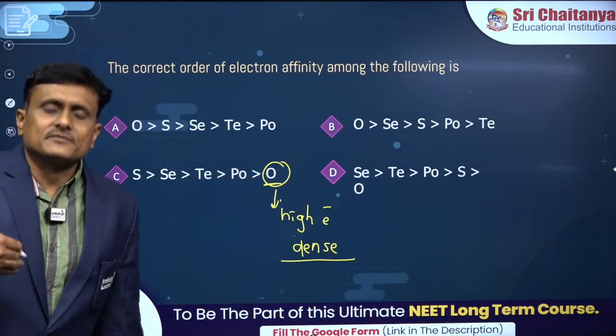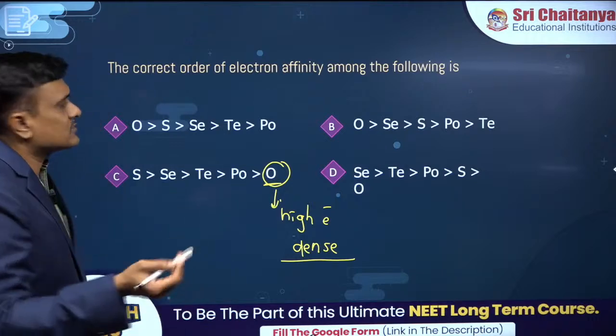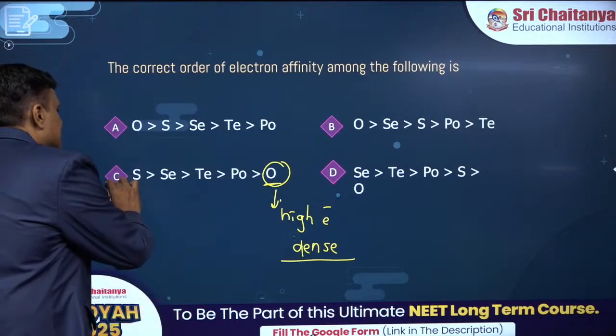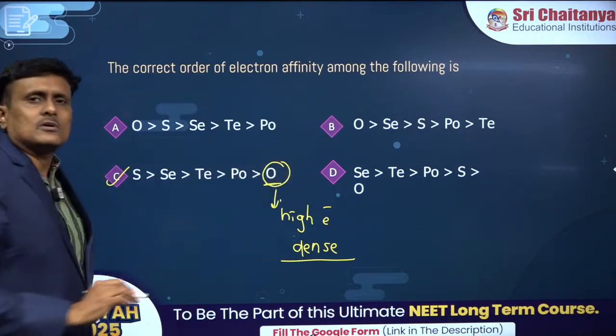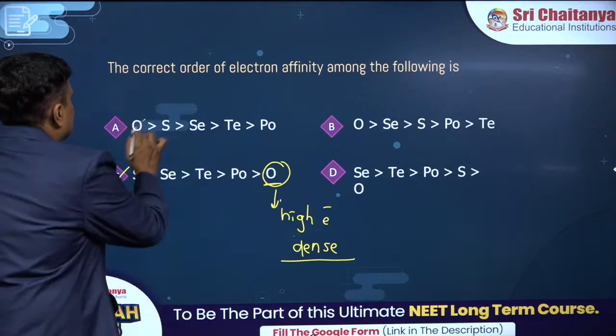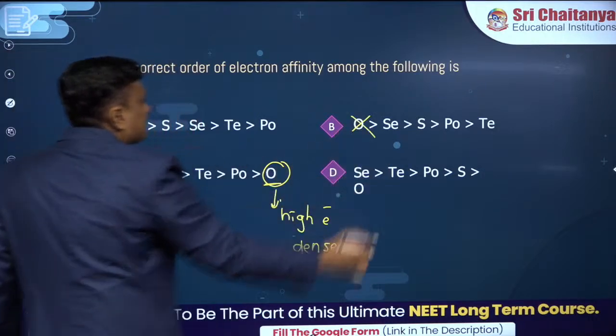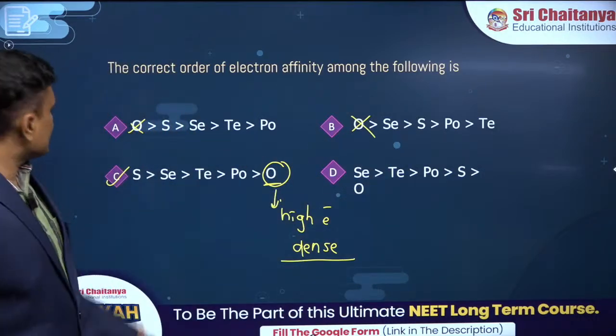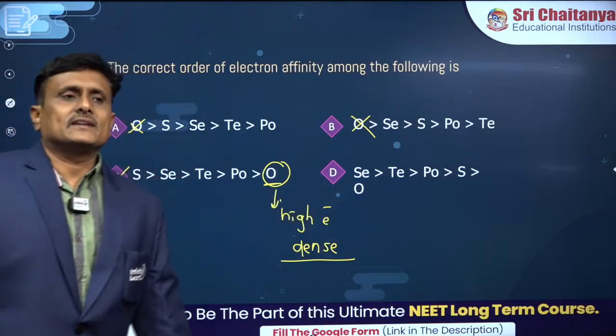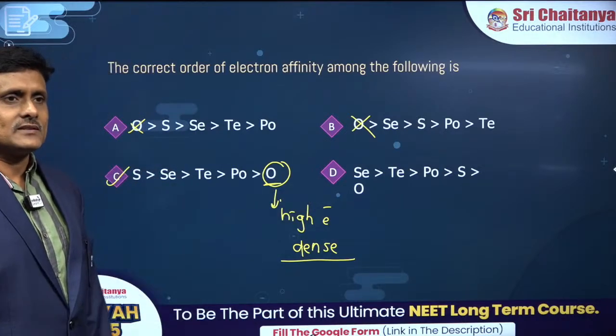So sulfur comes first. So you should search for the option in which sulfur is greater, that's all. Rest we don't know. Oxygen cannot be first. Alright, then you have a choice to pick from sulfur and selenium. That's how you will answer it, Avinash.